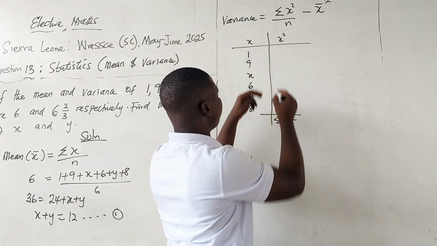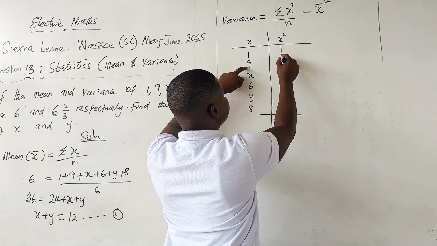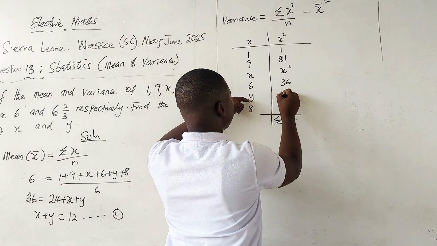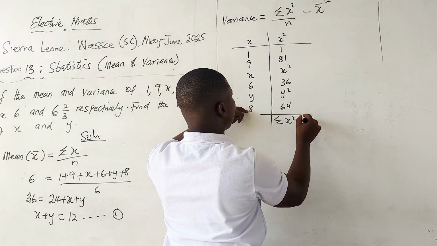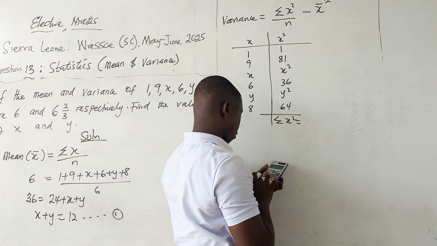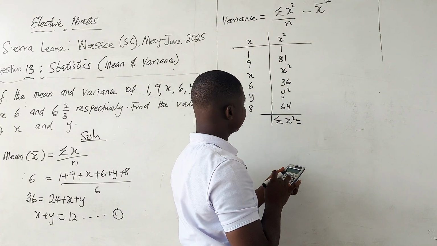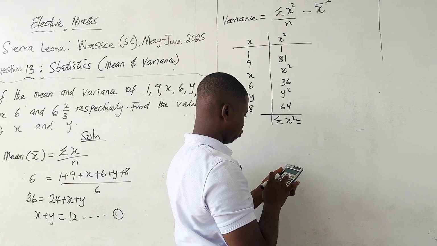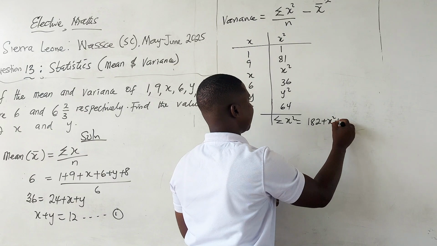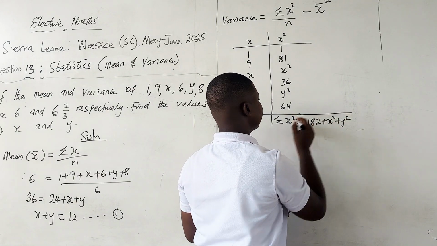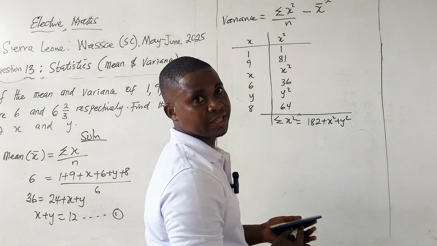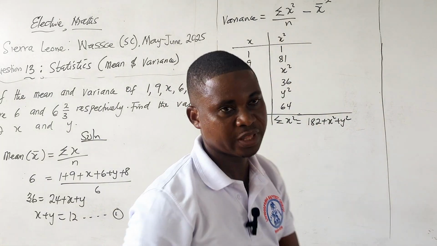So this one, you have 1. 9 squared, you have 81. We have x squared, we have 36. We have y squared, and you have 64. So adding the whole of that, 1 plus 81 plus 36 plus 64 will give us 182 plus x squared plus y squared. And that's sigma x squared. And we already know the mean, so we are going to substitute it into this.